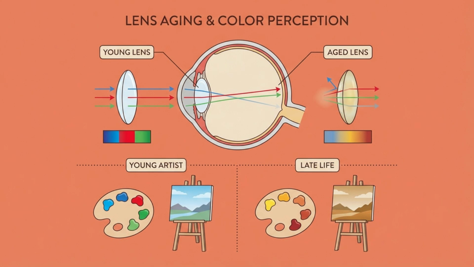The lens also yellows slightly with age, filtering out progressively more blue light. This shifts color perception imperceptibly at first, then meaningfully. Studies of painters in late life who developed cataracts, a clouding of the lens, show shifts in the palette and texture of their work. The color information reaching the retina changes as the lens changes.